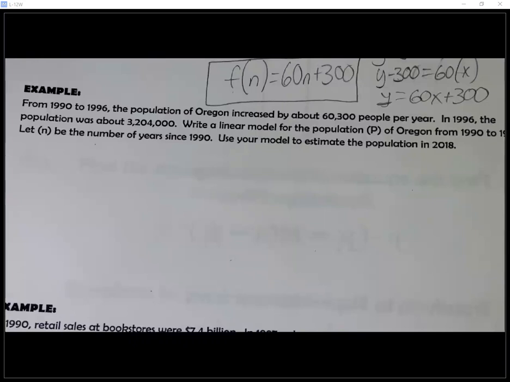Anyway, the population increased by about 60,300 people per year. In 1996, the population was about 3,204,000. Write a linear model for the population P of Oregon from 1990 to 1996. Let n be the number of years since 1990. Use your model to estimate the population in 2018.